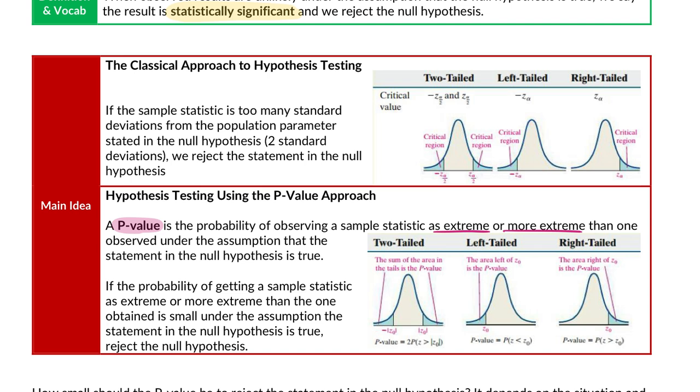The reason I bring this image up, and the reason I wanted to talk about the classical approach, is because look at all of these images. They look very similar, correct? It's the same concept: if it's too far away from what should be happening, we can reject the null hypothesis. We have to get more specific about how far is too far away, and that's where the p-value comes in. If the probability of getting a sample statistic as extreme or more extreme than one obtained is small under the assumption that the statement in the null hypothesis is true, then we reject the null hypothesis.